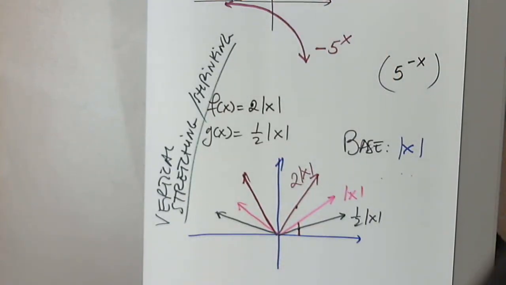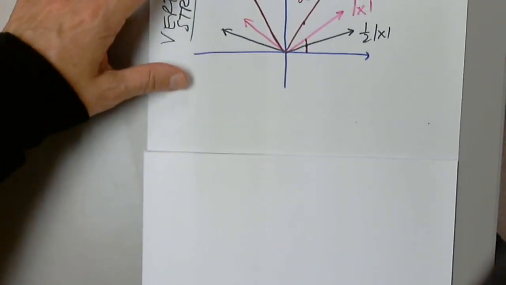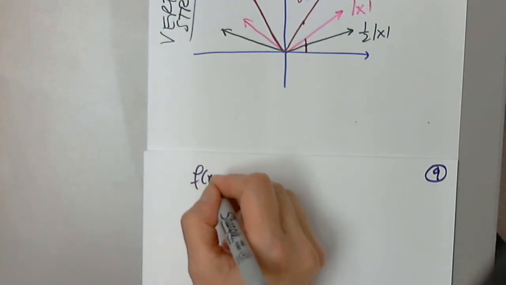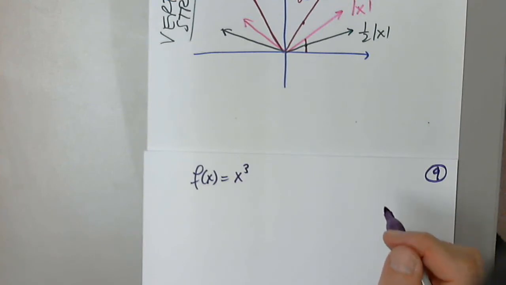The other one is exactly the opposite of what you would expect, meaning the horizontal stretching and shrinking. And let me explain on, let's say, x cubed before I give you another example. Do you need this second one or not? It's up to you. Yeah.